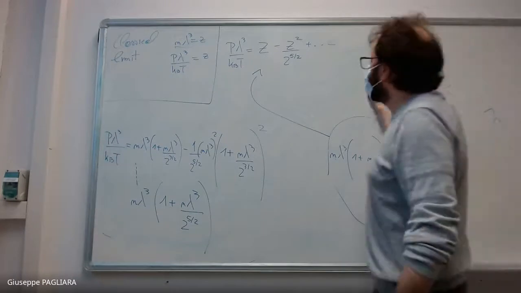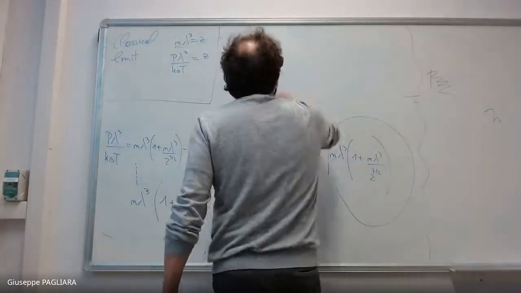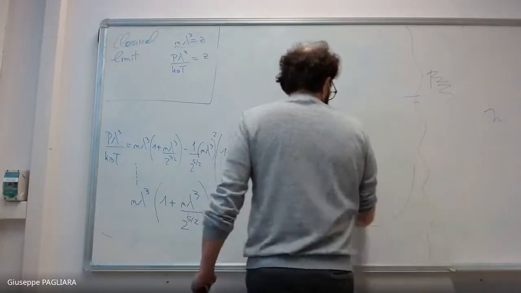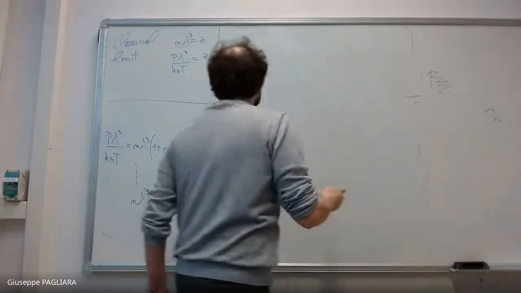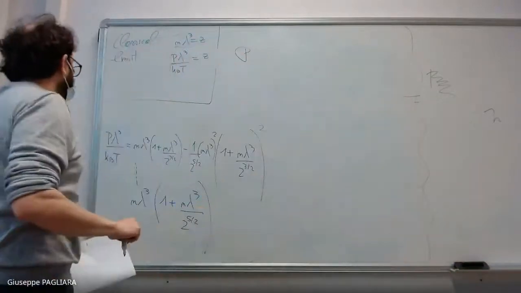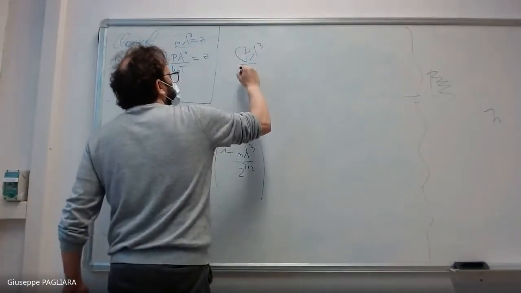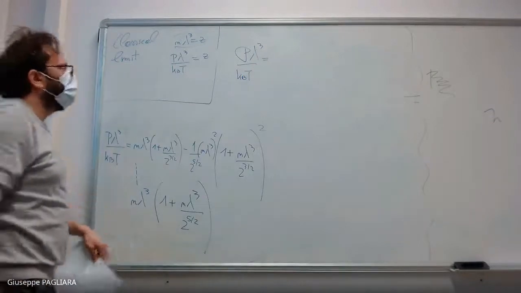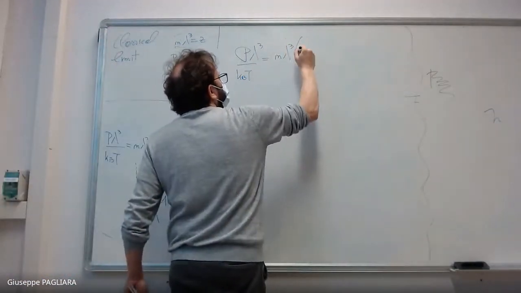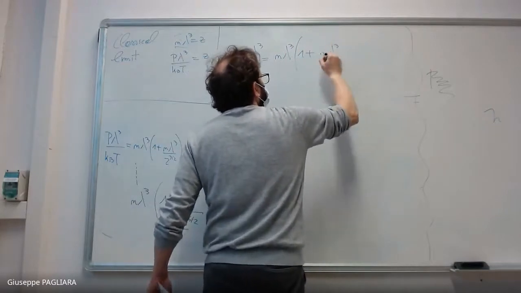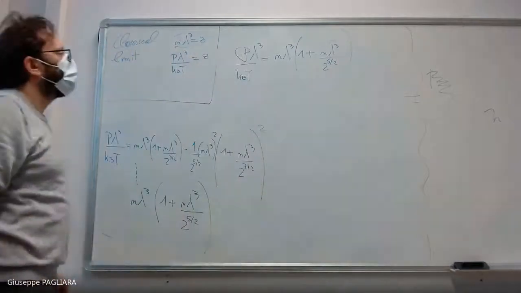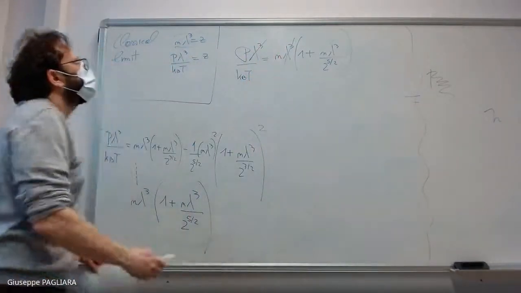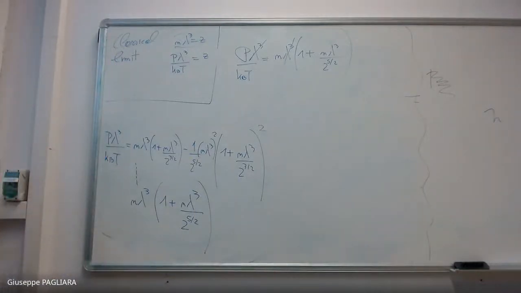Therefore, the correction to the pressure is basically the same as in the case of the bosons, except for a sign. So P lambda cubed divided by kBT is equal to n lambda cubed times 1 plus n lambda cubed divided by 2 to the power of 5 half. By dropping the lambda cubed, I get the classical result, which is P divided by kBT is equal to n plus the first order correction, which is proportional to n squared lambda cubed divided by 2 to the power of 5 half.